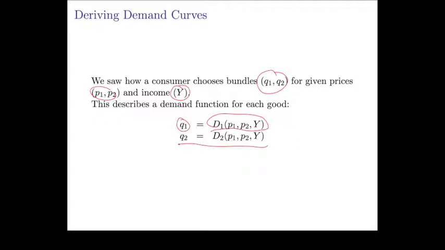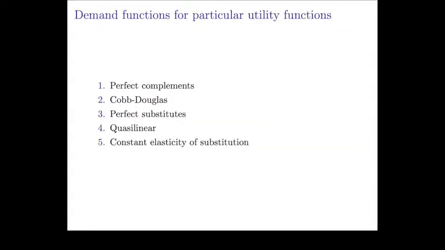Of course, to draw the demand curve, what we're going to do is to fix the price of good 2, fix the income, and just find the quantity of good 1 as a function only of the price of good 1. So we're going to do this for some particular utility functions, just as an exercise. We'll start with perfect complements, then we'll do Cobb-Douglas, perfect substitutes, quasilinear, and then we'll actually look at CES utility.